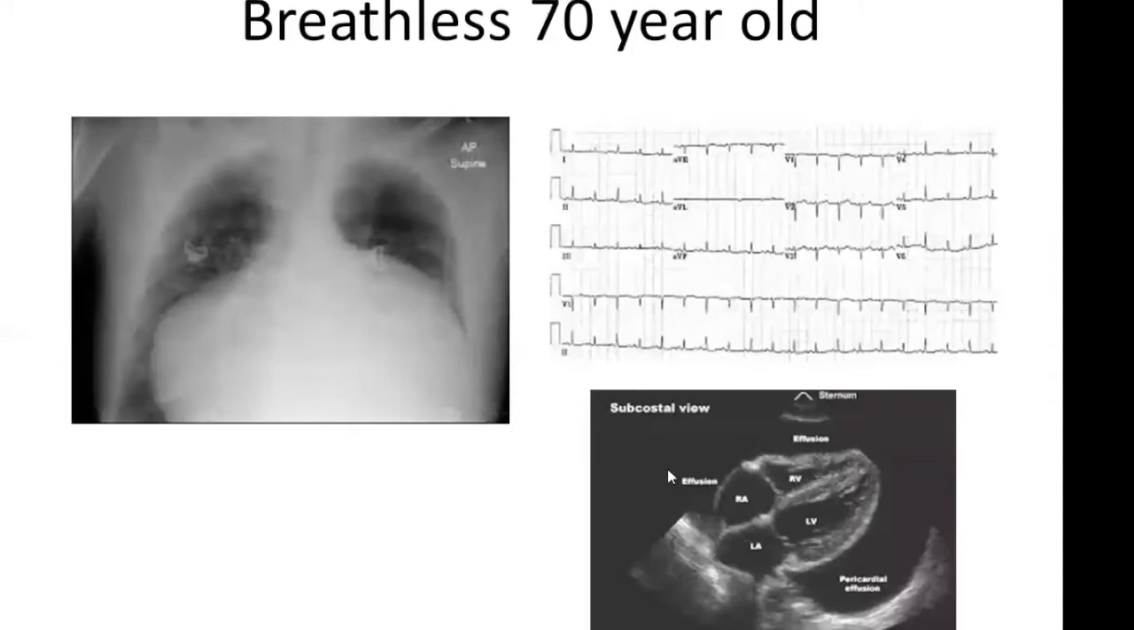Here's a 70-year-old man who's breathless. Here's his chest x-ray. He's got a globular heart. It's absolutely huge. He's got a small complex ECG. And then a subcostal view with the ultrasound. He's got a very large pericardial effusion presented with breathlessness. Now, this is an effusion. It's around the heart. In fact, look, it's embarrassing the right heart.